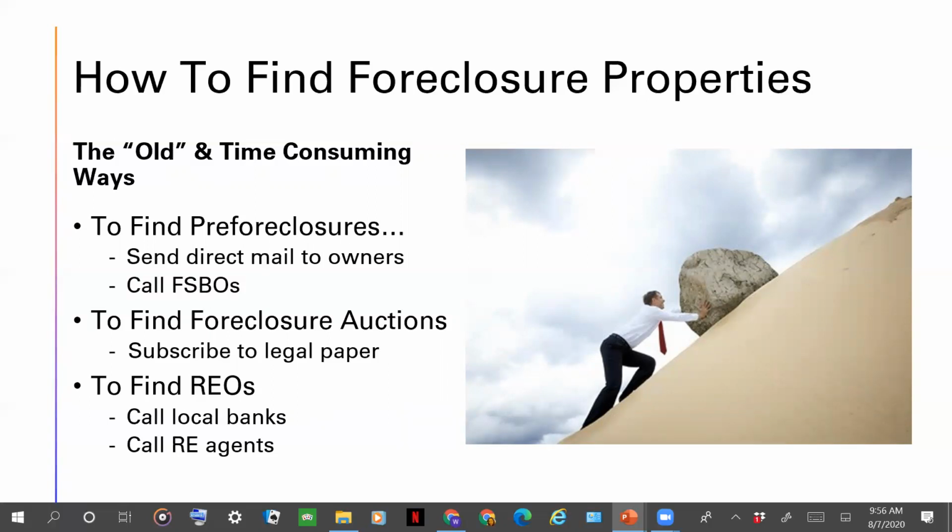Now, the best way, actually the easier way to do it, although it's still kind of hard, is to call real estate agents. Now, not all real estate agents specialize in REOs. So almost like trial and error, you call different agents and get referred to agents who specialize in REOs. So it's very time consuming. These old ways are very time consuming. I've done all of them, believe me.